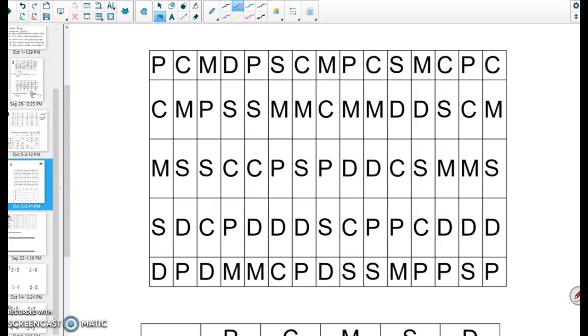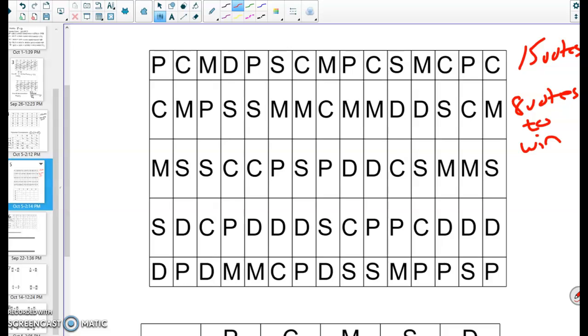Pairwise comparison. This is the individual votes, and I tried to put them in a little chart here to make it a little neater and a little easier to see what is what. So the first thing I need to do is be aware of how many votes there are. 1, 2, 3, 4, 5, 6, 7, 8, 9, 10, 11, 12, 13, 14, 15. So there's 15 votes, which means I need 8 votes to win.